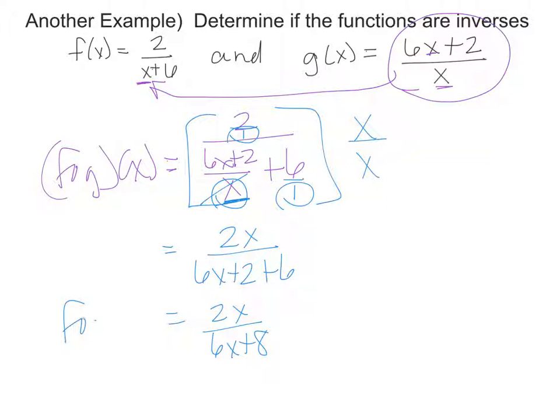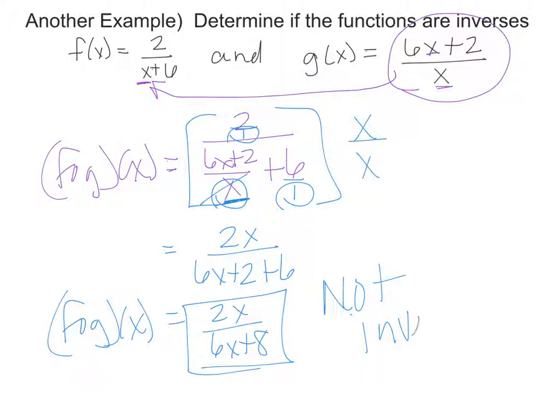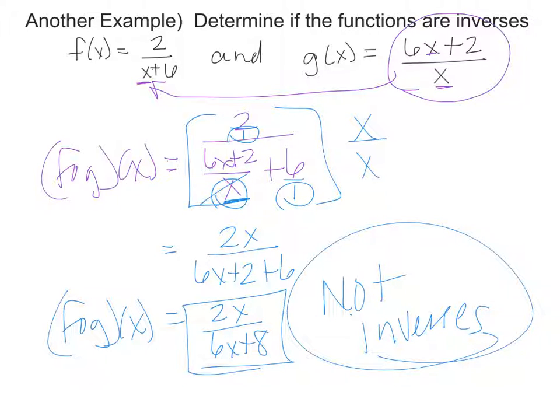Is there any possible way that I'm going to be able to break this down to simply an x? No! These don't cancel. There's nothing canceling out here. So if you end up with anything other than just an x, you're out. There's nothing else you can do about that. These are not inverses.